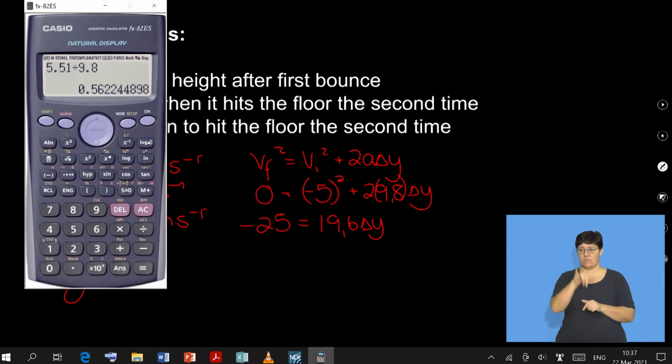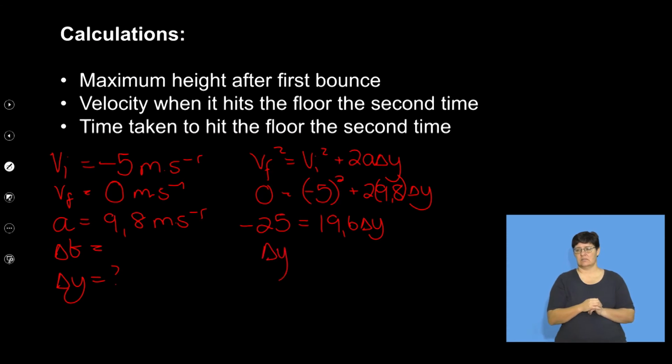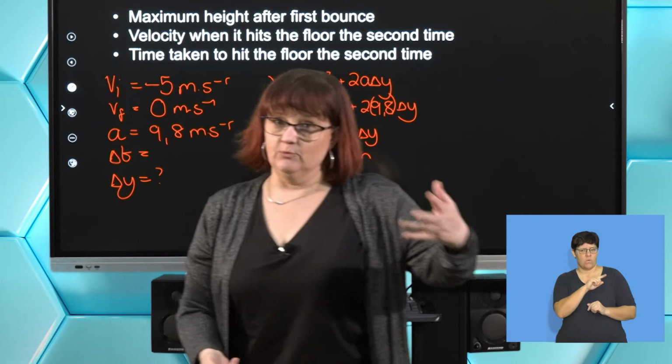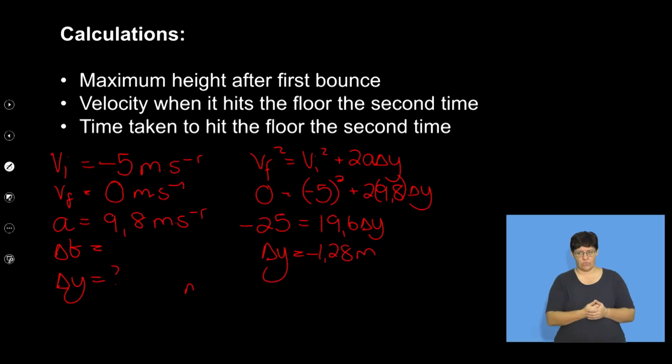We definitely need our calculators. So we've got minus 25 divided by 19.6, and we get minus 1.28. I'm going to round off to 2 decimal places. I'm happy with that being a minus because I said down is positive, it's now moved up. So the maximum height is 1.28 meters, okay?